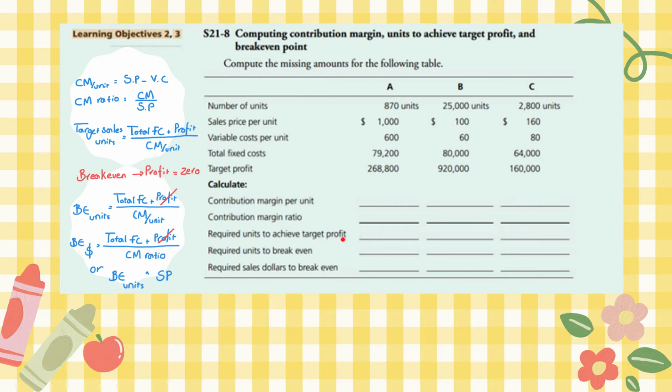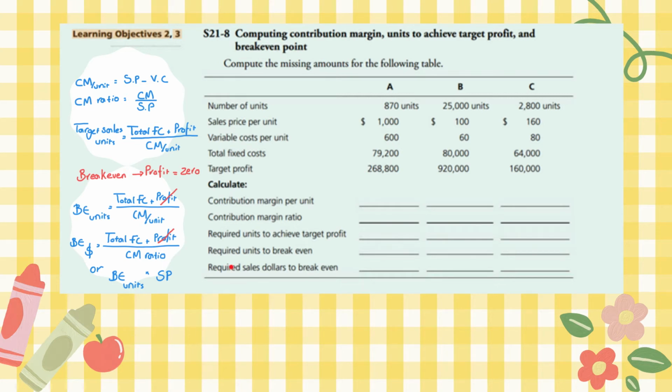Required units to achieve target profit, meaning how many units do I need to sell to achieve this target profit? So it's going to be total fixed cost plus the target profit divided by the contribution margin per unit.